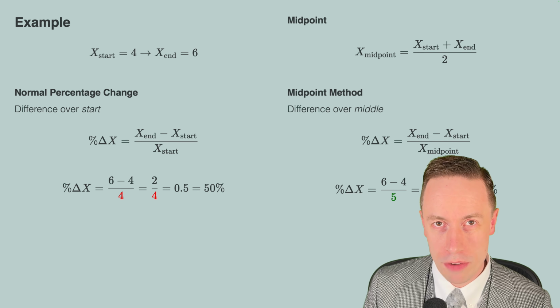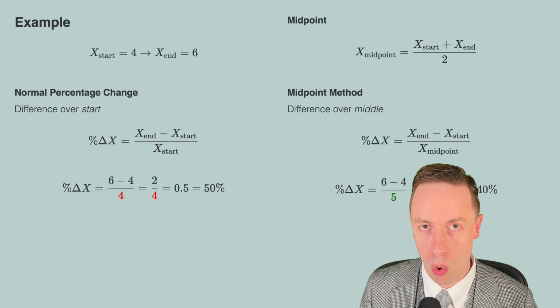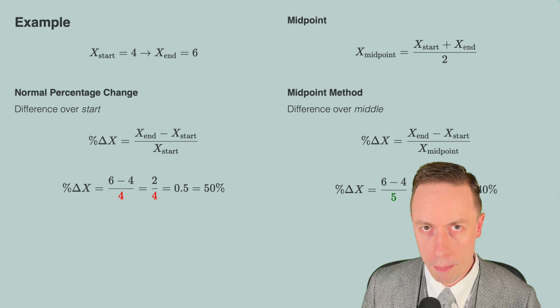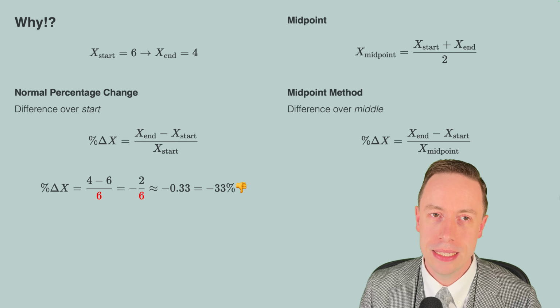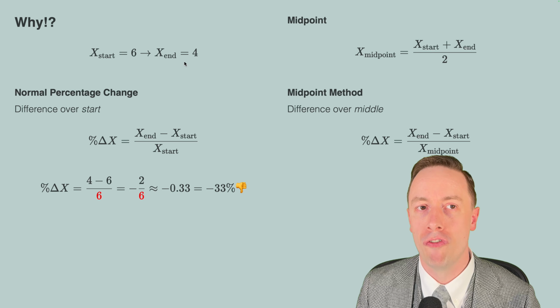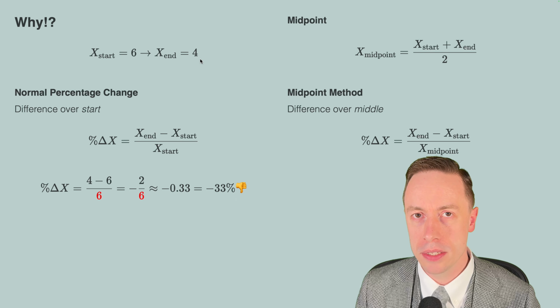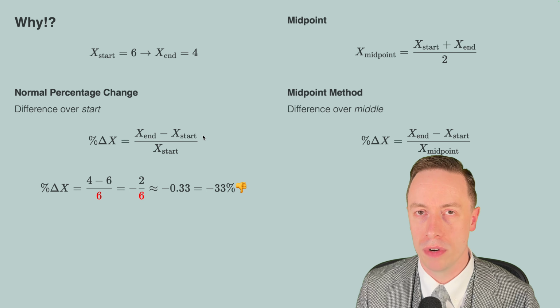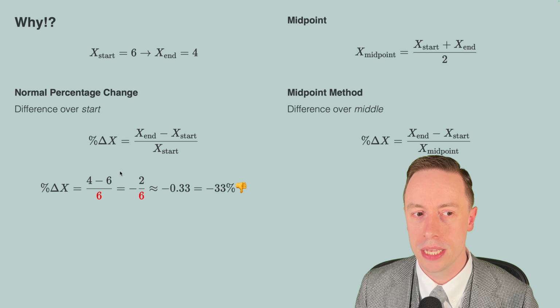So let's say we have another economist looking at the numbers 4 and 6, but that economist instead goes the other way, from 6 to 4. So let's go ahead and execute the normal percentage method first. Difference over start is the formula. So the difference this time, end value 4 minus start value 6. 4 minus 6 is, of course, negative 2.